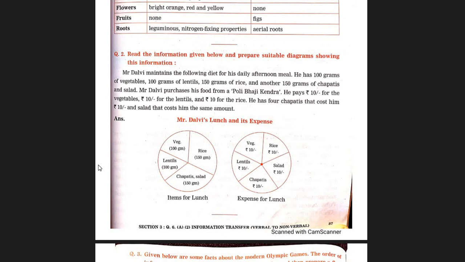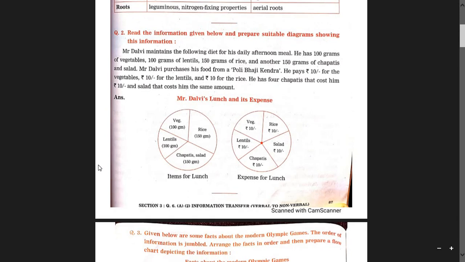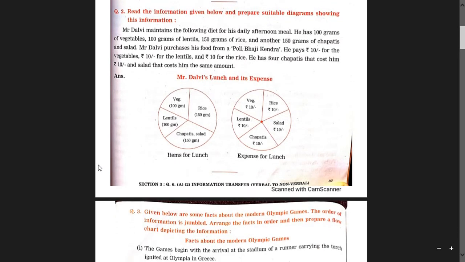Now students, let us study Mr. Dalvi's lunch and its expenses in this pie chart. 2 pie charts are presented to you. First pie chart is representing items of lunch and the other pie chart is representing expenses for lunch. You just go through it. So this is what the suitable diagram is for the information given.